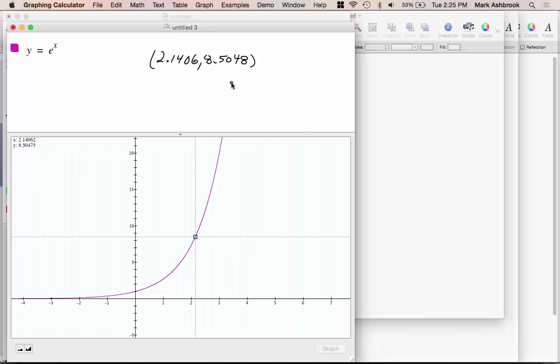It's going to be 2.1406. So that's the x value at 2.1406. What is the rate of change of e to the x? What is the rate of change at that x value? I just wrote it down right here: 8.5048.